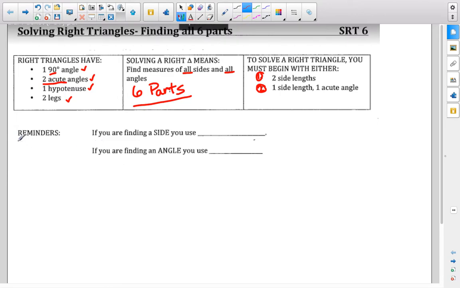So a little reminder here. If you're finding a side, you're going to use sine, cosine, or tangent. Those are the regular buttons on your calculator. And if you're finding an angle, you're going to use the inverse key. So you have to hit second sine to get sine to the -1. That means angle. Cosine, second cosine to get cosine to the -1. And second tan to get tangent to the -1. That means you're telling your calculator, I need an angle this time.